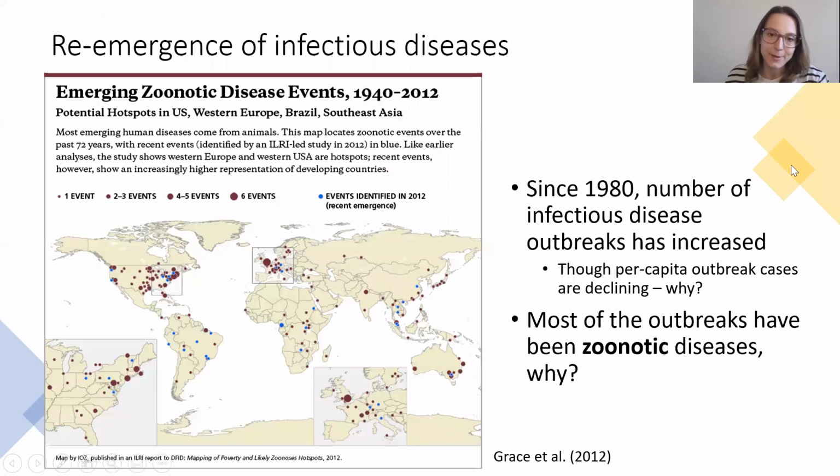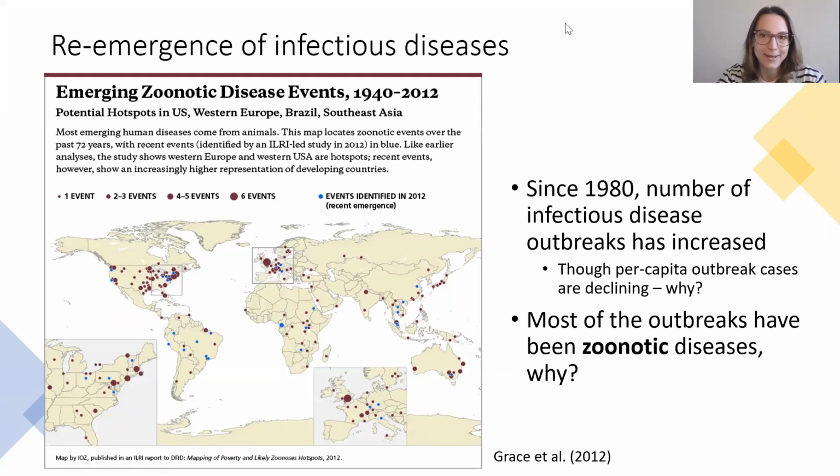We also talked about the emergence and reemergence of some infectious diseases over time. And I think it's important to revisit this concept because infectious diseases do obviously continue to be a really important source of both mortality and morbidity. Since 1980, the number of infectious disease outbreaks has actually increased over time. However, the per capita outbreak cases have been declining.